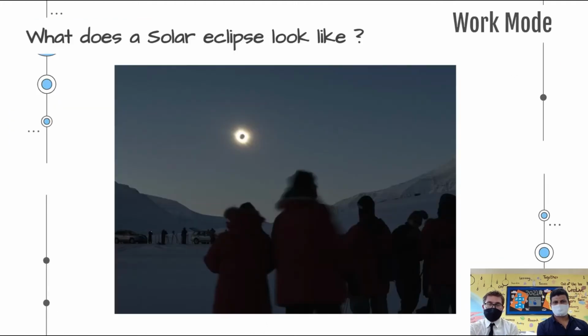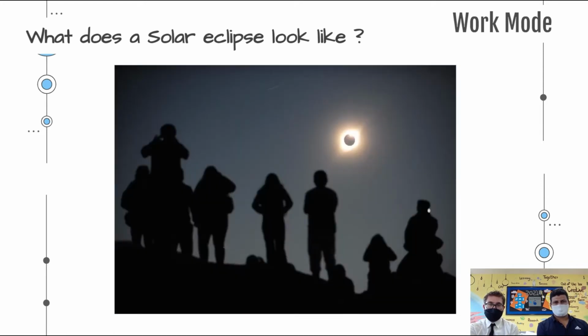So here you see how a solar eclipse looks in real life. Bear in mind that this is daytime, okay? This is afternoon and everything is dark because that object in the middle is the moon, and the moon is blocking sunlight.